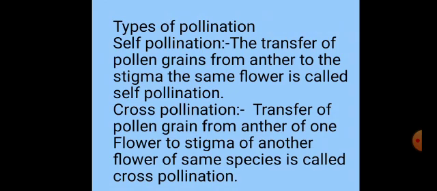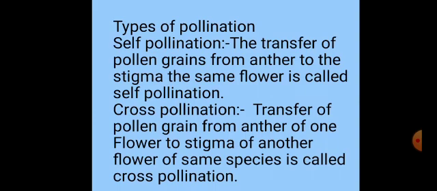One is self-pollination. The transfer of pollen grains from anther to stigma of the same flower is called self-pollination. Generally, self-pollination occurs in the bisexual flower. We know that the anther contains male gametes. From the anther to the stigma, these pollen grains are transferred within the same flower. That is self-pollination.